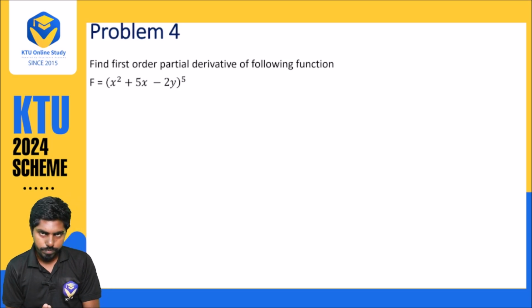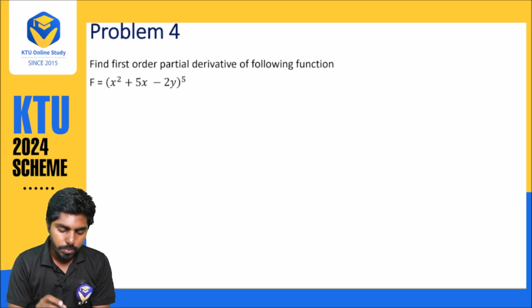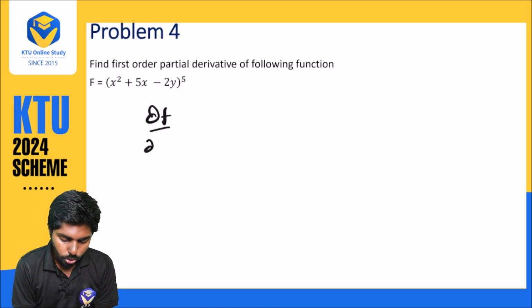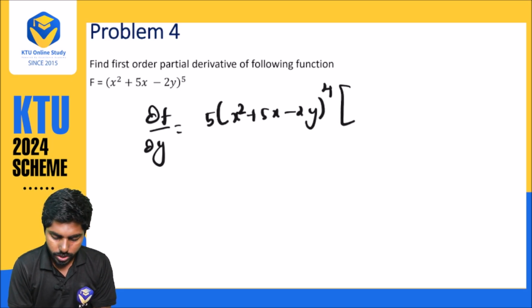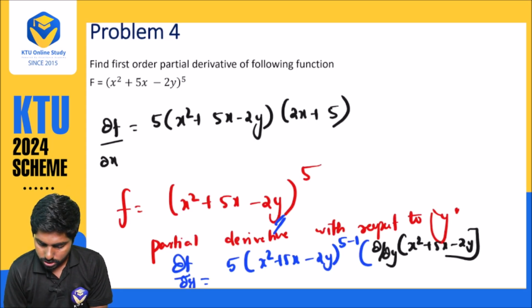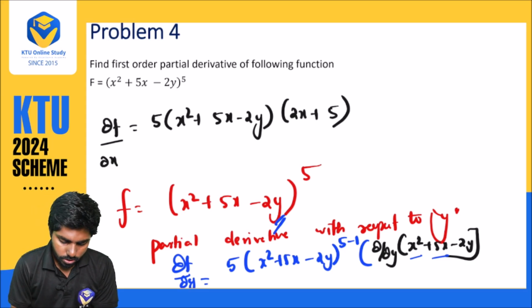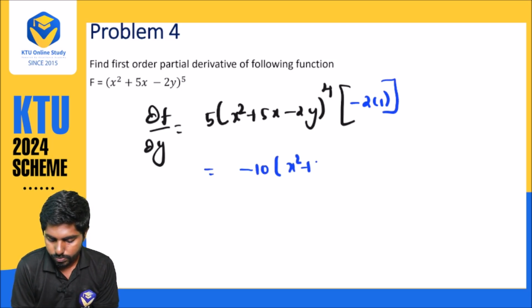So I told you, when taking the partial derivative with respect to y, x will become constant. So dou f by dou y, what will we be getting? We will be getting 5 into (x square plus 5x minus 2y) power 4. Here, the partial derivative with respect to y: this term becomes constant, so 0, 0. So we will be getting minus 2 into 1. So that is nothing but minus 10 (x square plus 5x minus 2y) to the power 4.